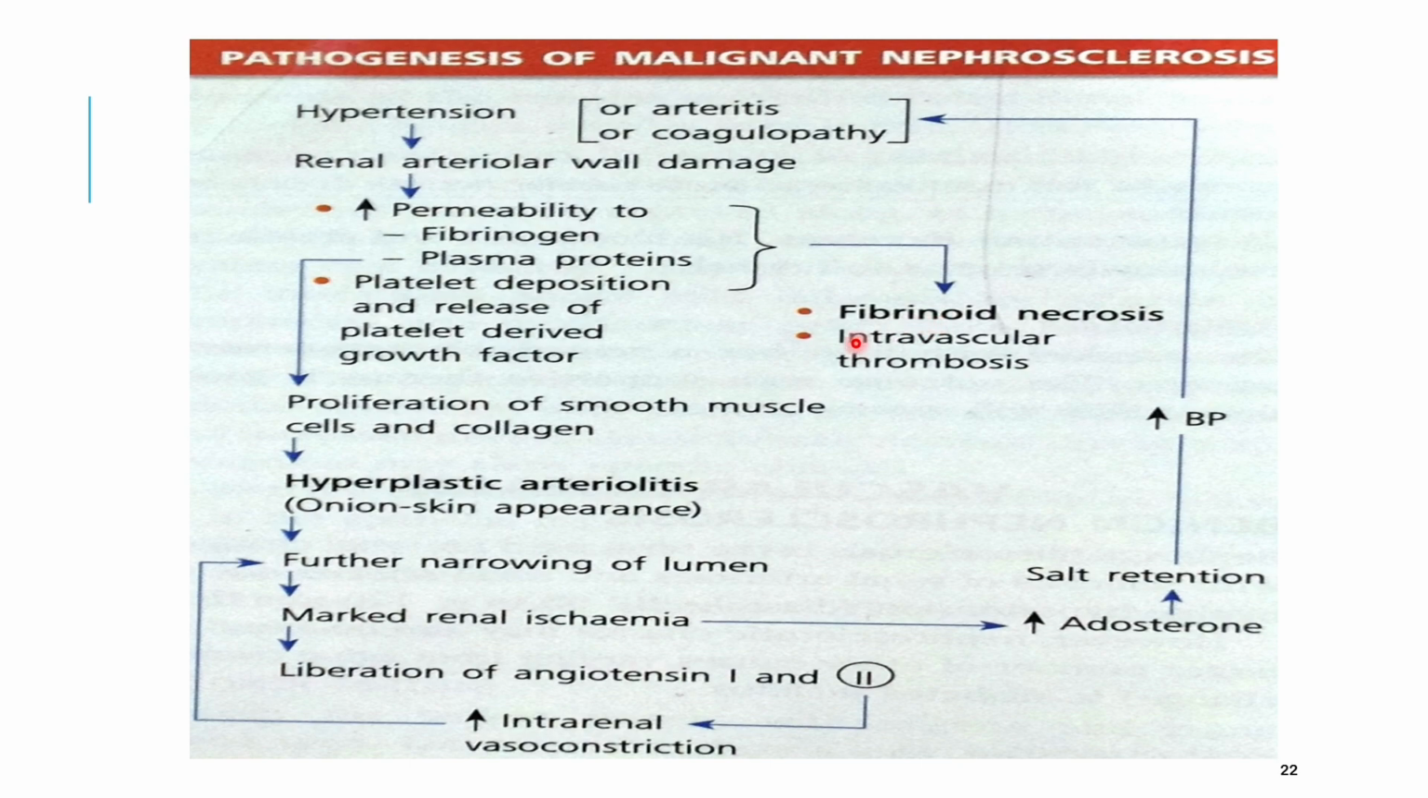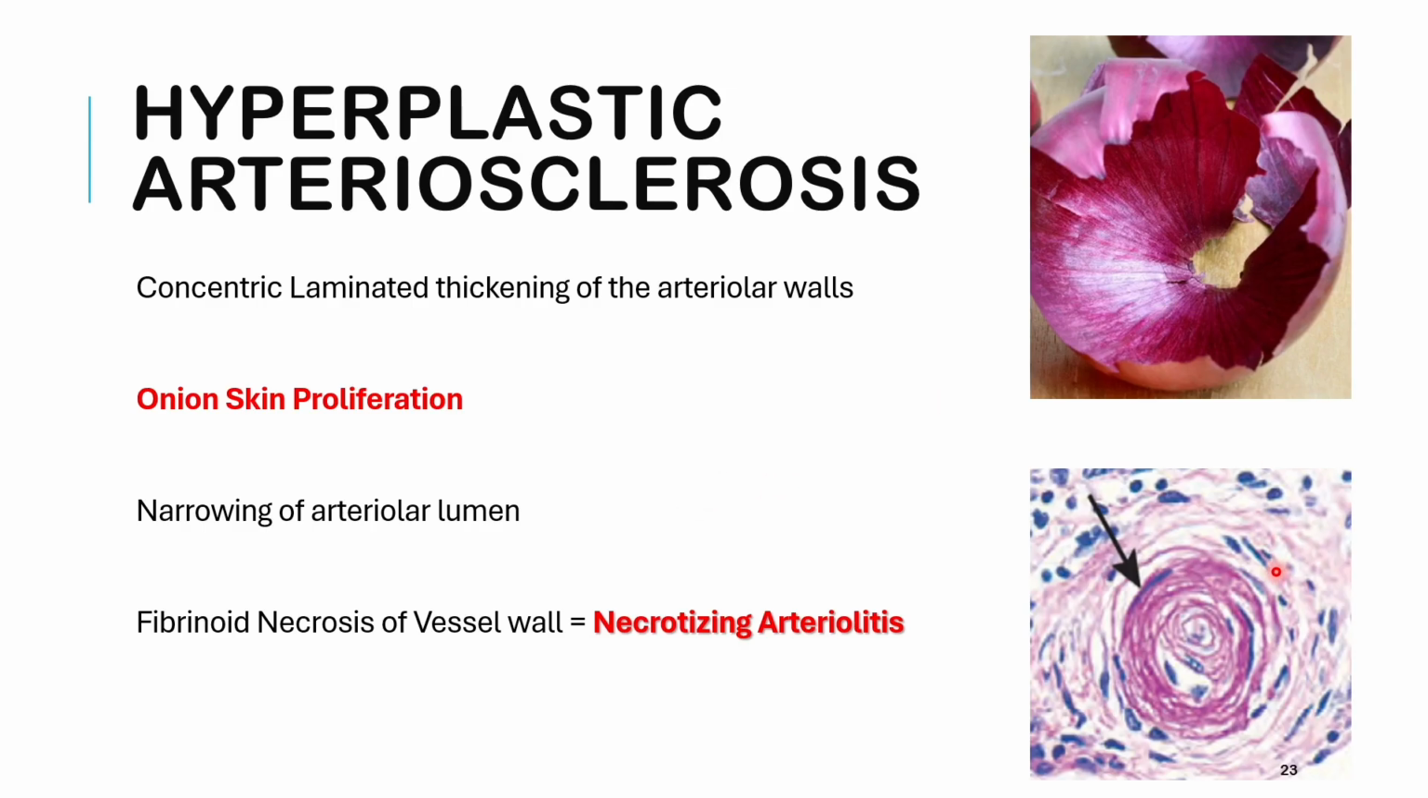It looks dark pink in color on histopathology section, which is stained by H&E stain, and the proliferation will look like an onion skin, and that's why it is given the name hyperplastic arteriolitis. And because of that, there is a luminal narrowing, there is a further ischemia to the kidney, and we know that when the ischemia to the kidney is aggravated, there is an activation of the renin-angiotensin system, which will ultimately increase your blood pressure. So this is a vicious cycle which is ongoing in case of hypertension, right? So this is the hyperplastic arteriosclerosis.